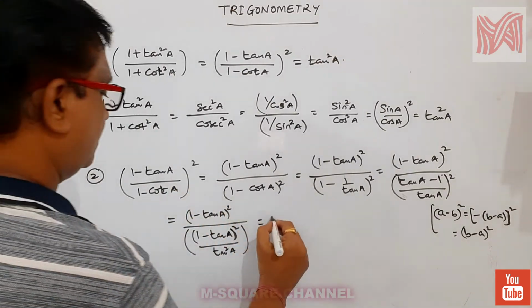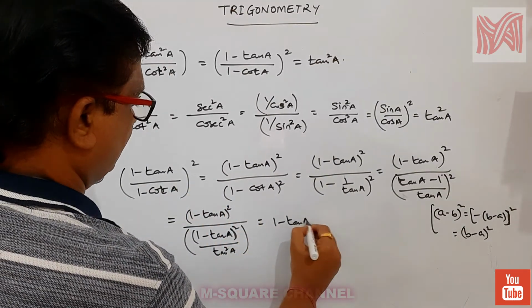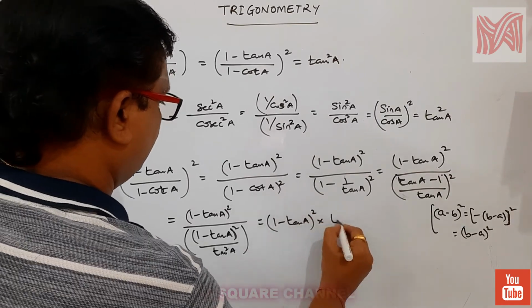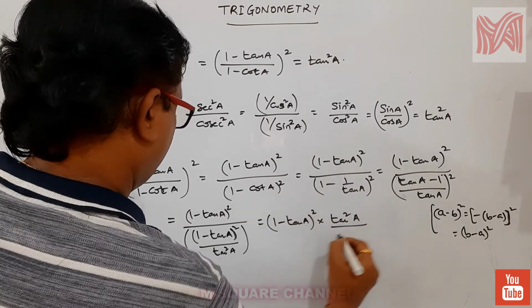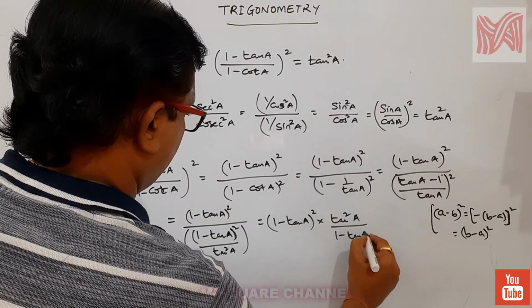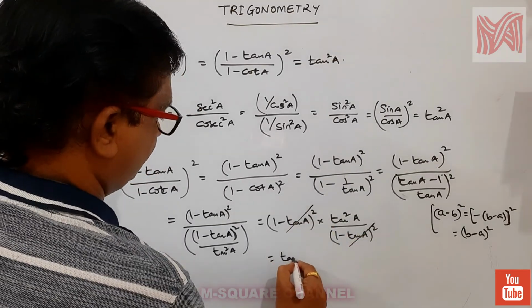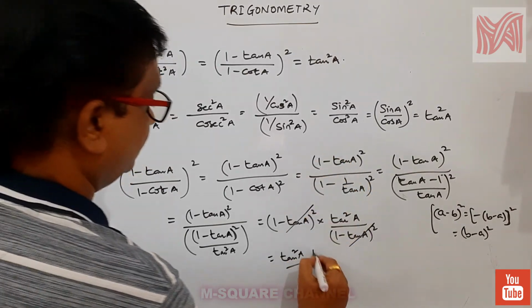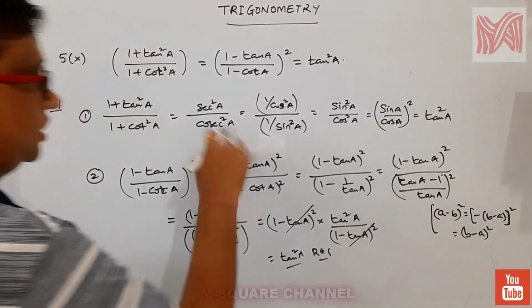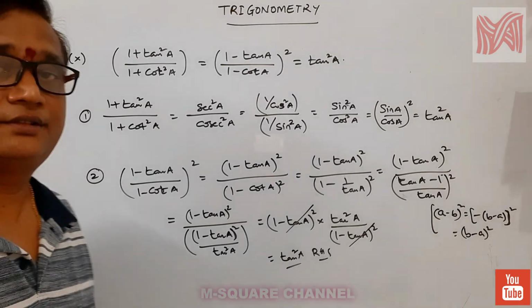After the reciprocal, tan A whole square into tan square A by 1 minus tan A whole square. So these two cancel, and we get tan square A. This is the RHS part. Both our RHS parts are like this.